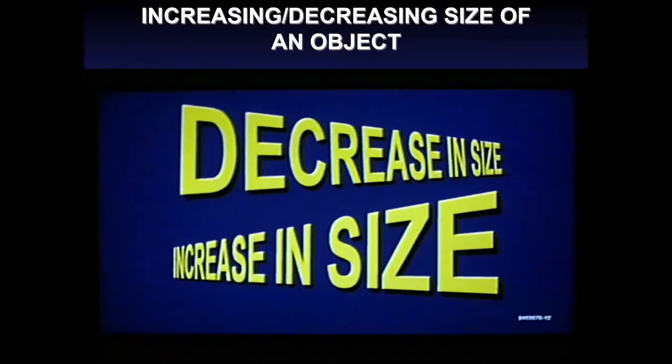Next, we have increasing, decreasing size of an object. If the object is decreasing in size, that means it's moving away from us. If it's increasing in size, that means it's moving closer to us. Now, this pretty much is good to go with all objects unless the object is actually increasing or expanding or decreasing in size.